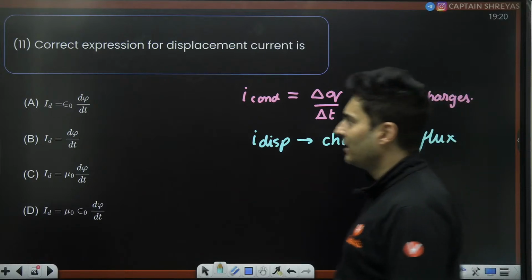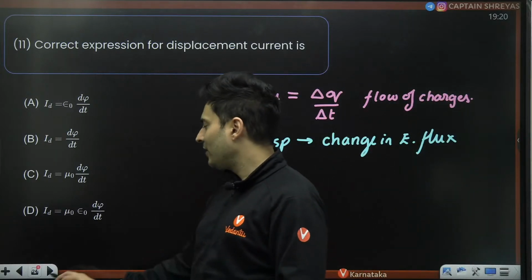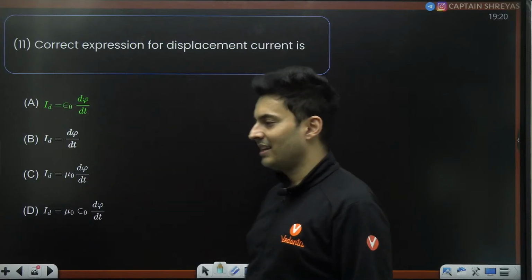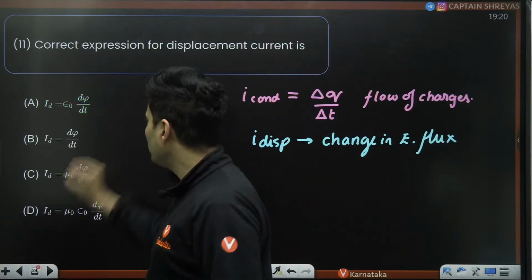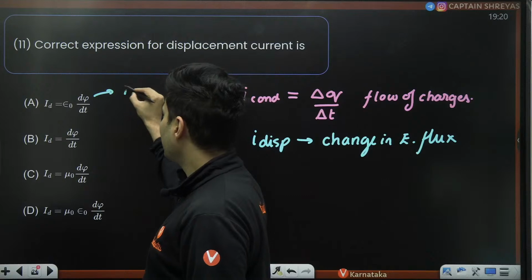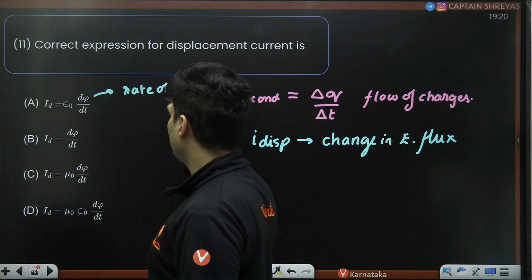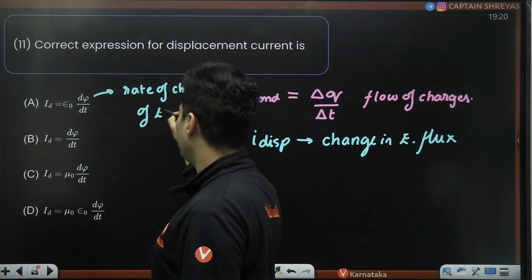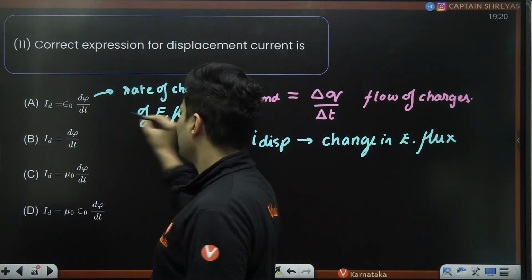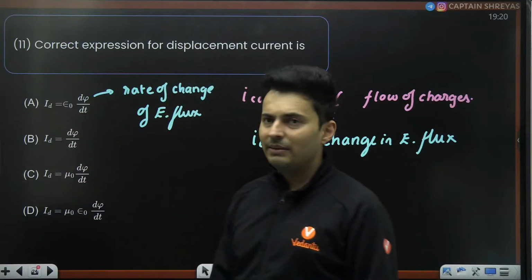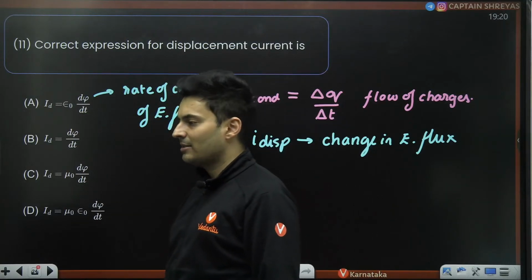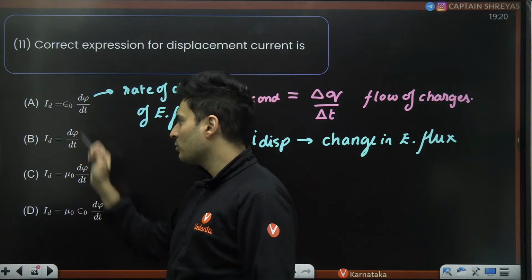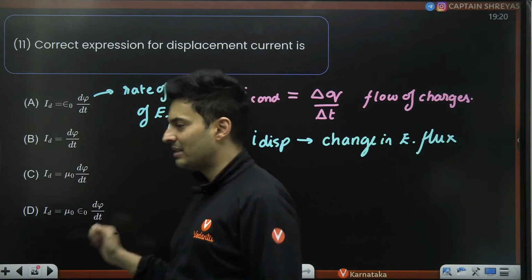What's the formula? Epsilon is there, d phi by dt is there. This phi represents the electric flux, and the rate of change of the electric flux into epsilon naught, which is permittivity, will give you the displacement current. Many students get confused whether it is epsilon naught or mu naught. No, it is epsilon naught.